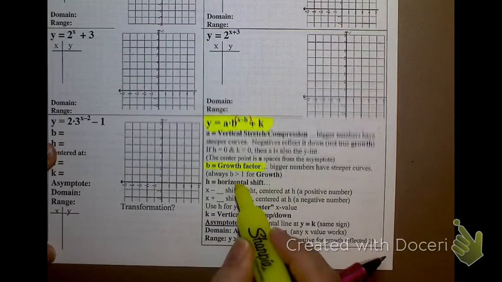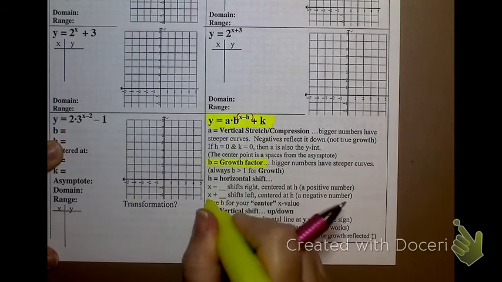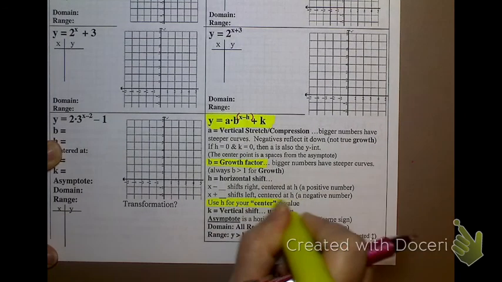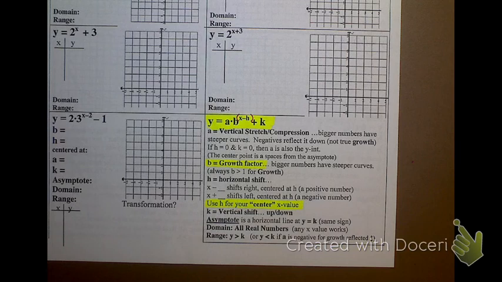H is still a horizontal shift. You are also going to be using H for your center X value. There's not really a center to these graphs. There's not a vertex. There's not an inflection point, something like that. So it gets a little tricky to set up your XY chart unless you have a place to start. So we're going to use H as our place to start. K is still a vertical shift.